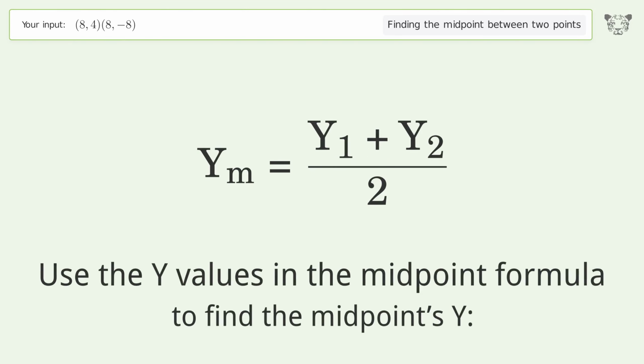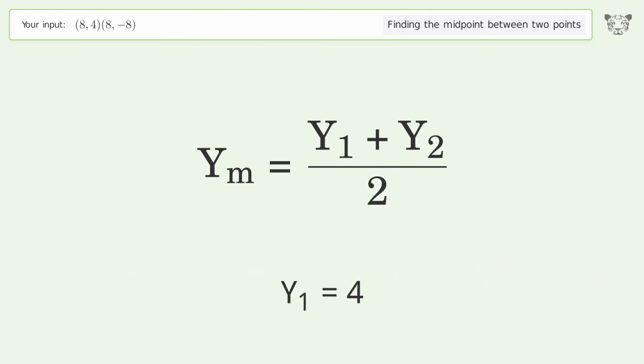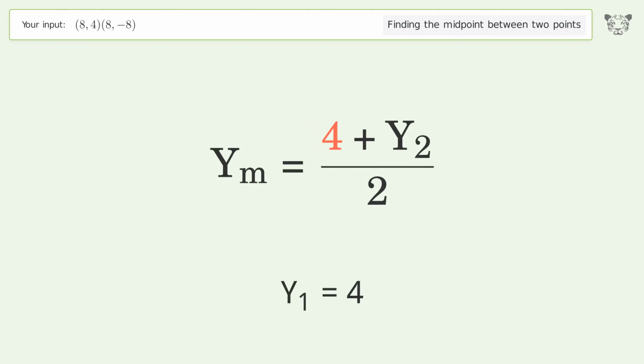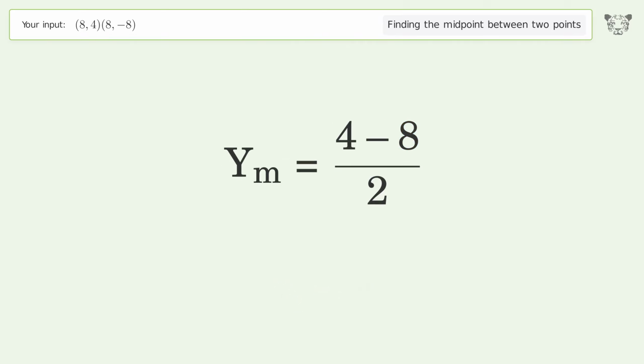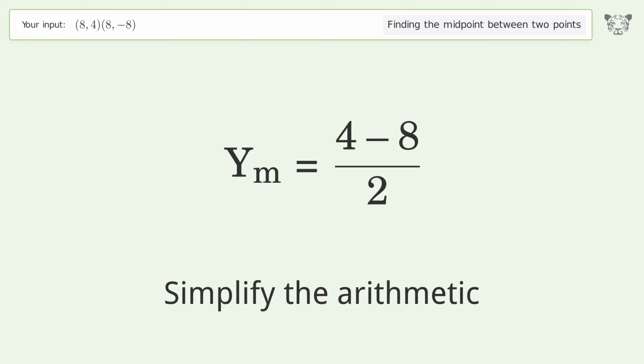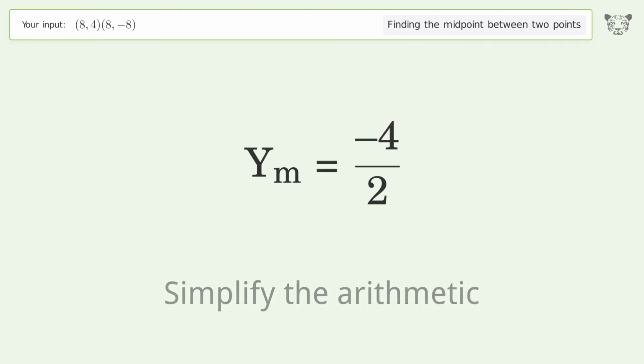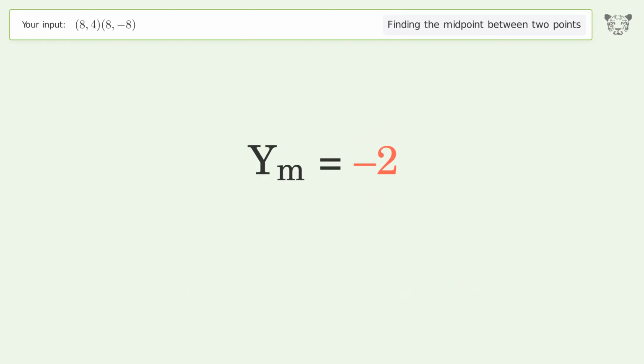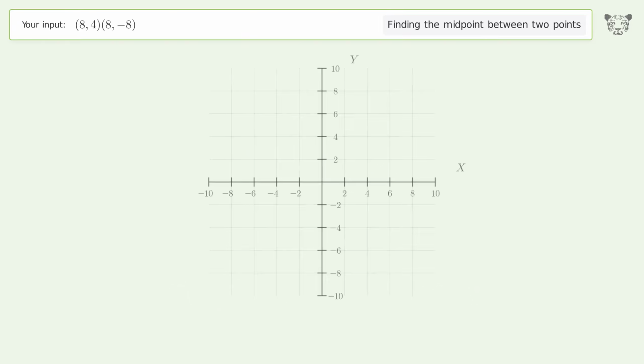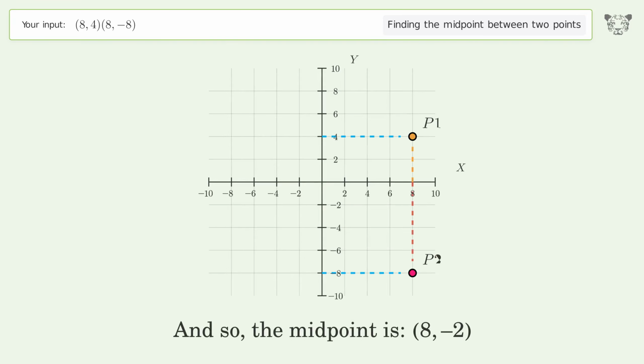Use the y values in the midpoint formula to find the midpoint's y. y1 equals 4. y2 equals -8. Simplify the arithmetic. And so, the midpoint is 8, -2.